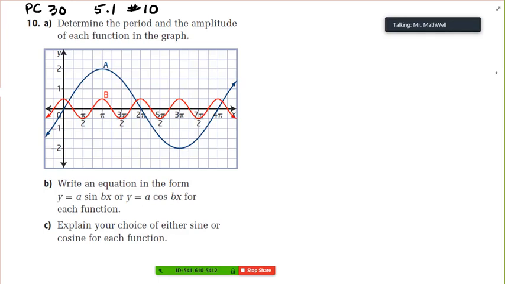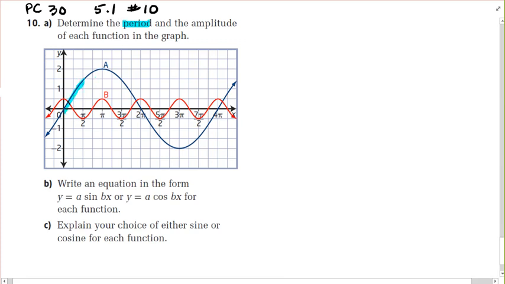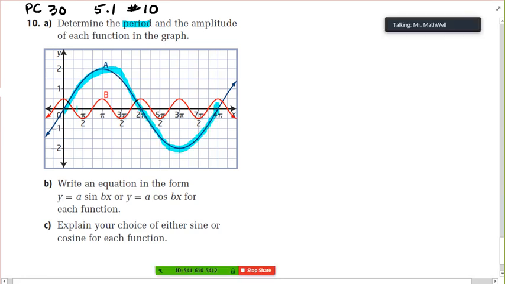Section 5.1, number 10, and we're talking about writing equations for sine and cosine given a graph. Number 10a says determine the period and the amplitude of each function in the graph. Just as a refresher, the period is how long is one complete cycle. If you think about this blue graph A, how long from beginning to end of a repeated cycle, what is that length? This is pretty easy for A.